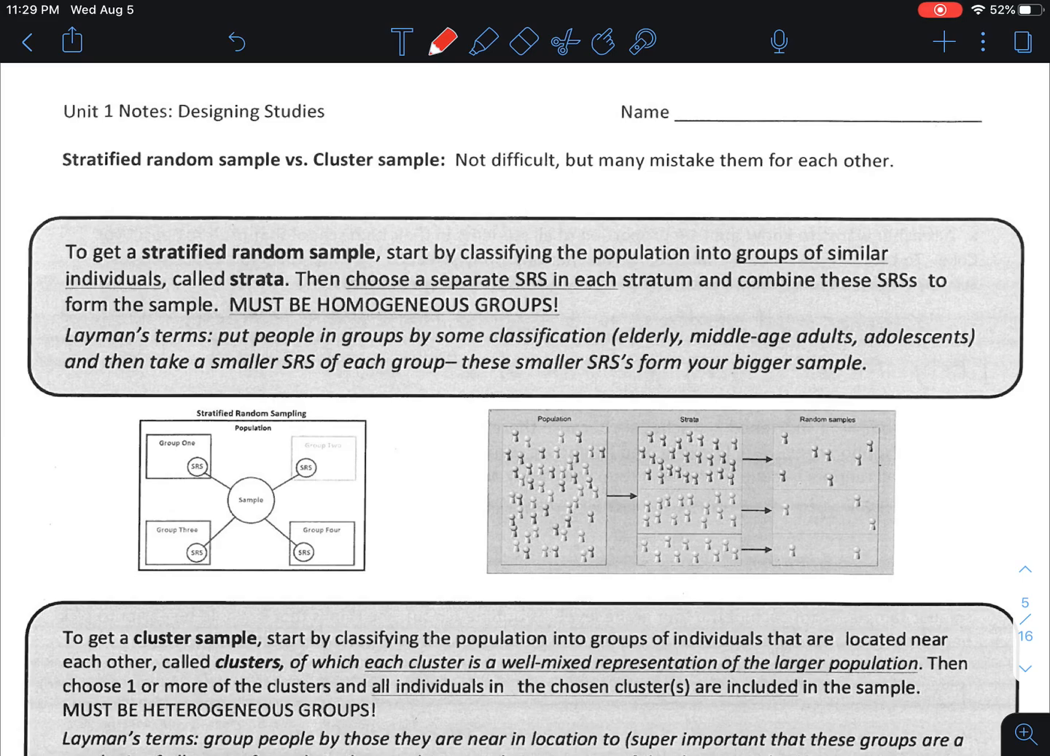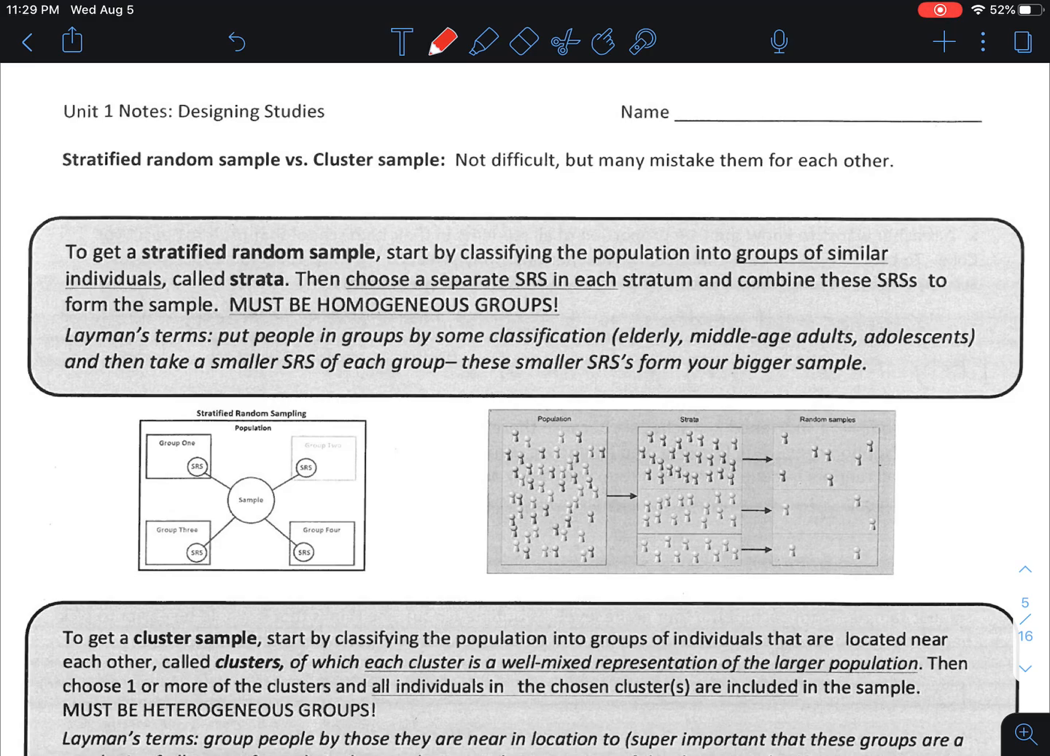Here we go. A stratified random sample. You classify the population into groups of similar individuals called strata, okay? Similar individuals. This could be like all freshmen, separate from all sophomores, separate from all juniors, separate from all seniors. Each group are similar in terms of age, right? Or in terms of years in the building.